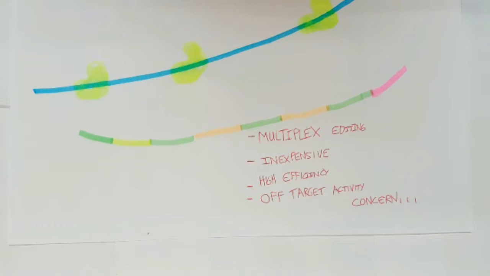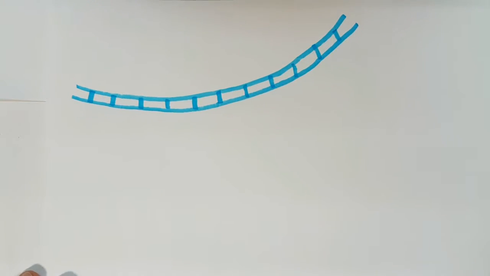So CRISPR offers many advantages. First of all, it is inexpensive and you're able to target multiple DNA sequences at once. As well as this, it has very high efficiency in terms of targeting the DNA sequence of interest, making it a more desirable and better gene editing tool. One problem that does still remain is the induction of off-target activity with using CRISPR, which raises safety concerns due to the unanticipated effects of unwanted DNA binding.